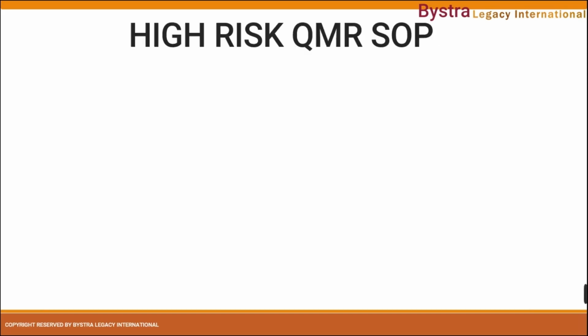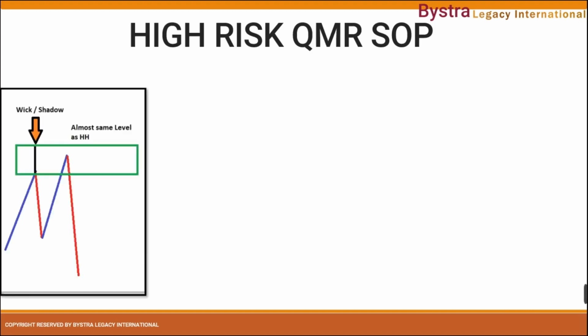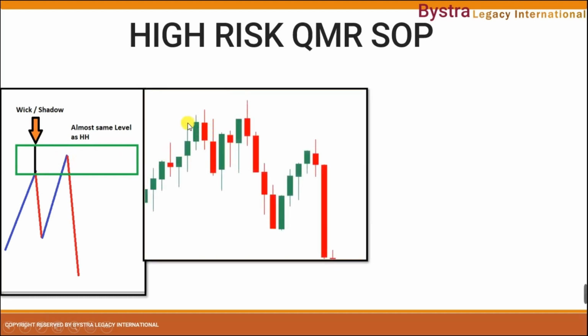Alright, let's look at some of the high risk QMR SOP. So the first one is this. You can see here that the wick or the shadow of the left shoulder is almost the same level as the higher high, or even higher than the higher high. If we look at this sample, this is how it looks like.